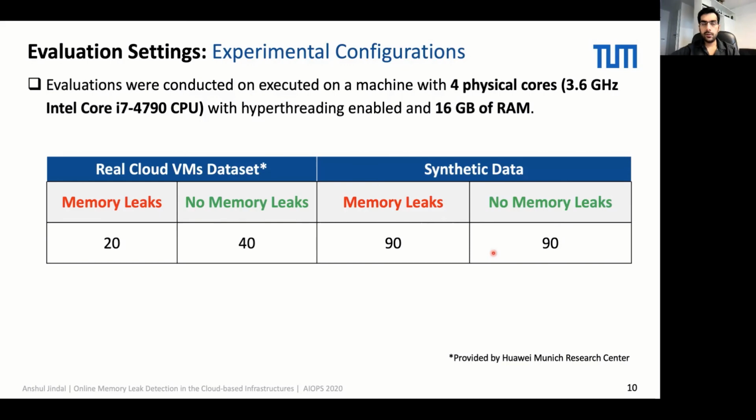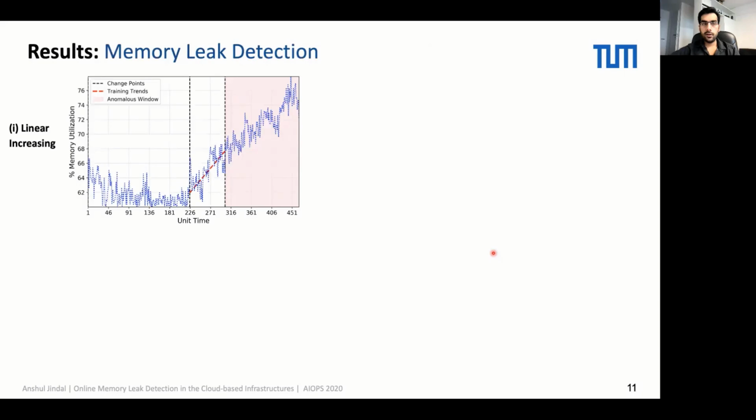Now let's see some of the results on this dataset. Here you can see a linearly increasing pattern of memory utilization. On the x-axis is the unit time and the y-axis represents the memory utilization over time. There are three things as part of this figure. One is the change points, which are represented in the training data, and the last change point represents the end of the training data. Within these change points, there are the training trends, which are represented by the red dotted line. Lastly, the algorithm was able to classify this window as an anomalous window because it sees that this testing window has a higher trend as compared to the training time.